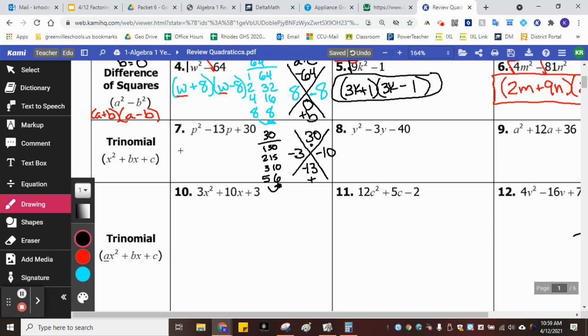Since a is 1, you can jump straight to your answer. P minus 3, P minus 10. You can jump straight to your answer if a is 1. And on these trinomials, a equals 1. On these trinomials, a is greater than 1, and we'll have to do reverse box method.